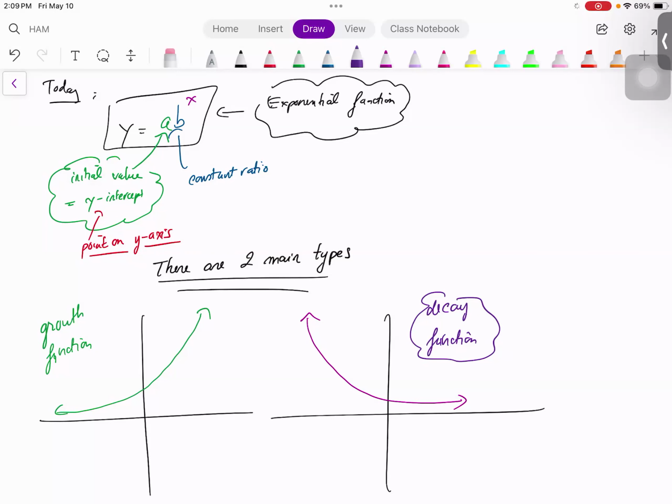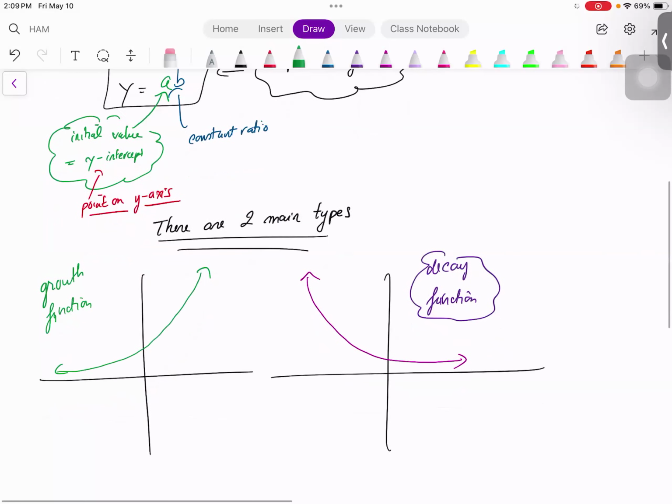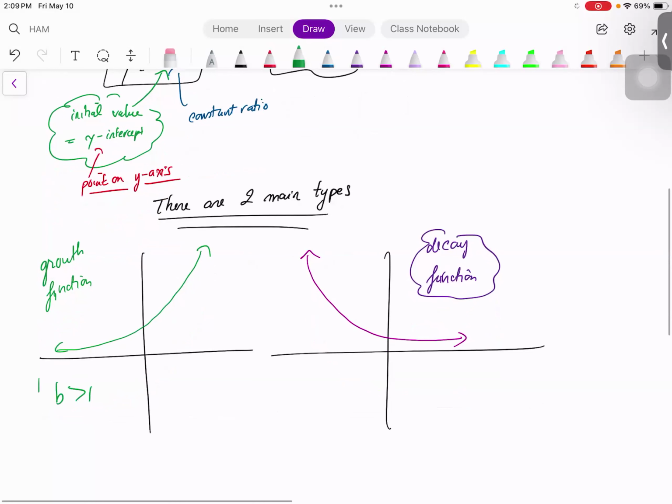Okay, so let's go. When do you know it's an exponential function going up? Growth, or when it's decay? It's right there. It's not a constant, but yeah, constant ratio, right? You mean constant ratio? Yes. When b is larger than 1, it is growth. Okay, so this is when b is larger than 1.